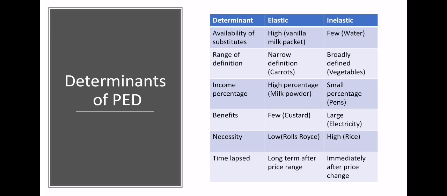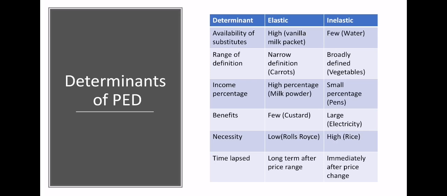The range of the definition. Now if you define a product in a narrow way, that means you define it as carrots. Instead of buying carrots, there are so many other things that a person could buy if there's an increase in price. However, when it's broadly defined, you call it vegetables, and it's inelastic. Instead of vegetables, there are only a few things you can buy, but instead of carrots you can buy so many other things. So something like that.